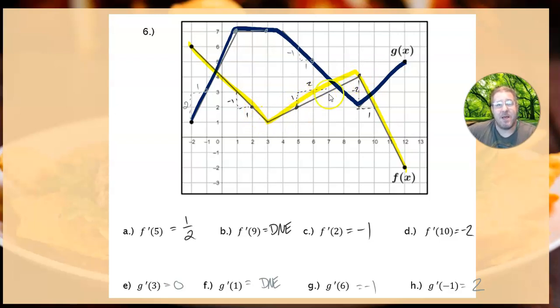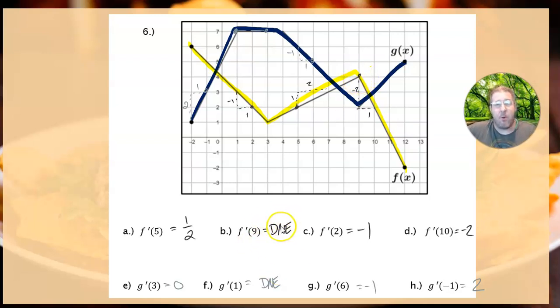This entire piece has the same slope, which happens to be up 1, right 2. Up 1, right 2, up 1, right 2, up 1, right 2. So at 5, the rate of change is 1/2. F prime of 9. Once again, if it just said f of 9, that would be 4. It's not asking for the height at 9. It's asking for what's the slope.